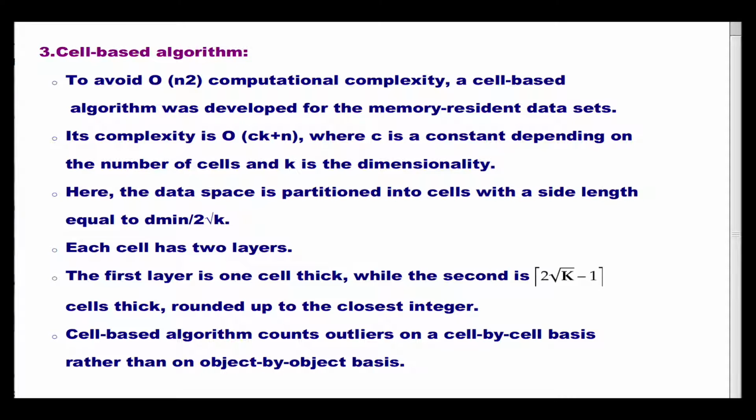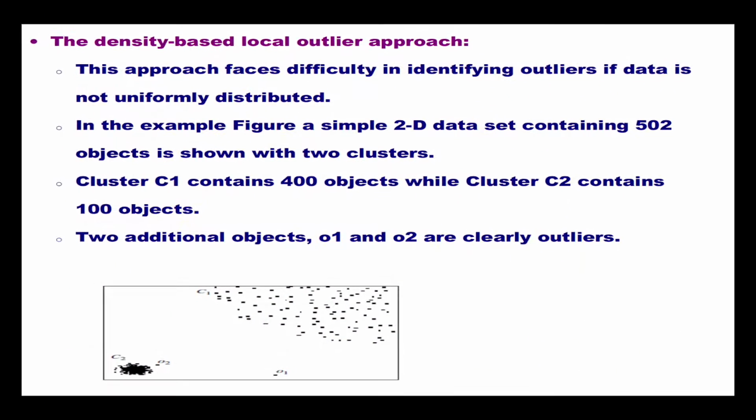Cell-based algorithms count outliers on a cell-by-cell basis rather than on an object-by-object basis. The next approach we are going to see is the density-based local outlier approach. This approach faces difficulty in identifying outliers if data is not uniformly distributed. In the example figure, a sample 2D data set containing 502 objects is shown with two clusters. Cluster C1, as can be seen, contains 400 objects, while cluster C2 contains 100 objects.